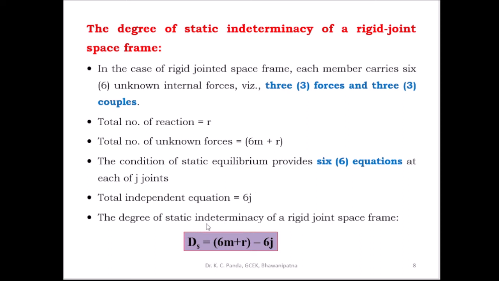Then the degree of static indeterminacy can be determined by taking the total number of unknowns minus the total number of independent equations. That is the difference between the total number of unknowns and the total number of independent equations, that is 6m plus r minus 6j. So this difference is the degree of static indeterminacy of a rigid jointed space frame. So using this equation, you can determine the degree of static indeterminacy of a rigid jointed space frame by the second approach.